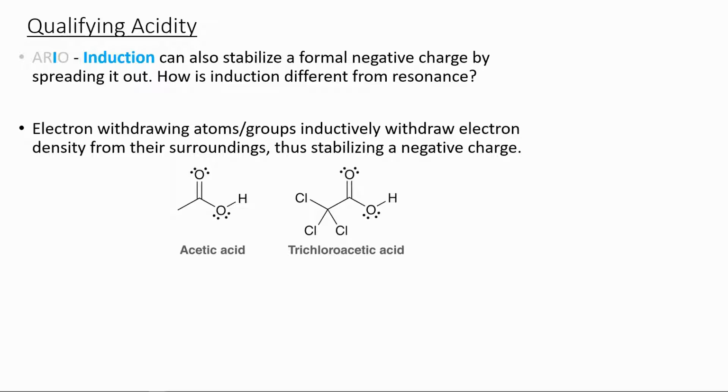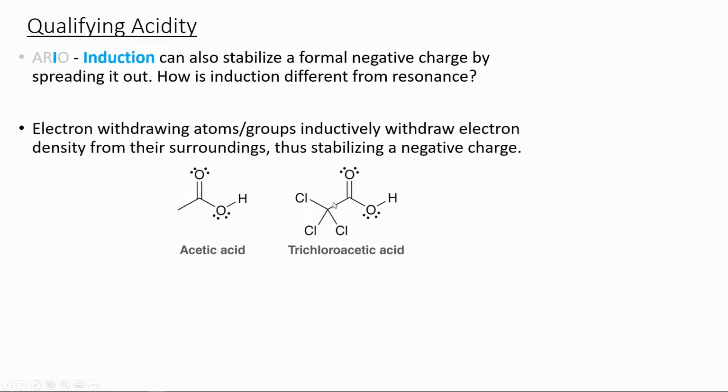The next factor which can be used to affect the stability of the conjugate base is induction. Electron withdrawing groups that are near the atom that builds a negative charge will withdraw electron density. So for example, here we have acetic acid, we have trichloroacetic acid. This bond between the carbon and the chlorine is going to have a dipole moment. Chlorine is more electronegative than carbon, so the chlorines are pulling electron density away from that carbon.